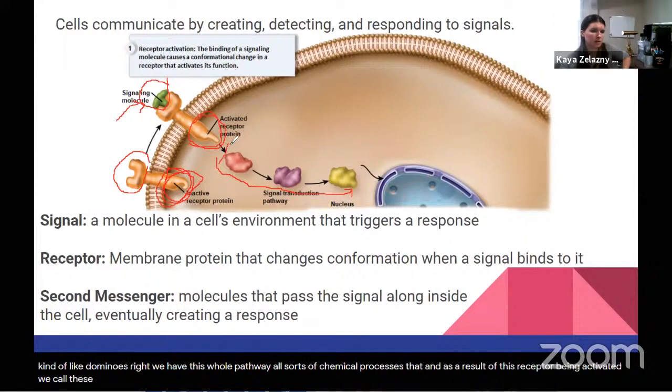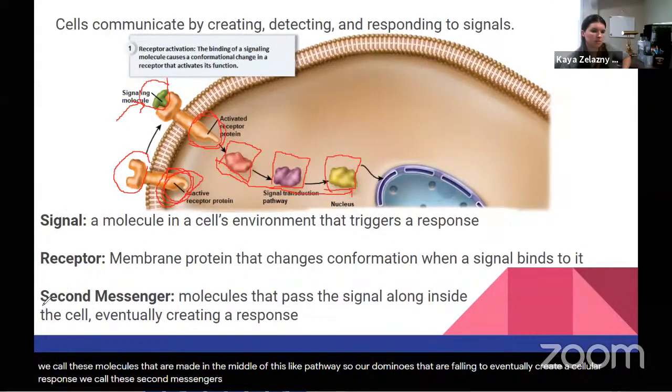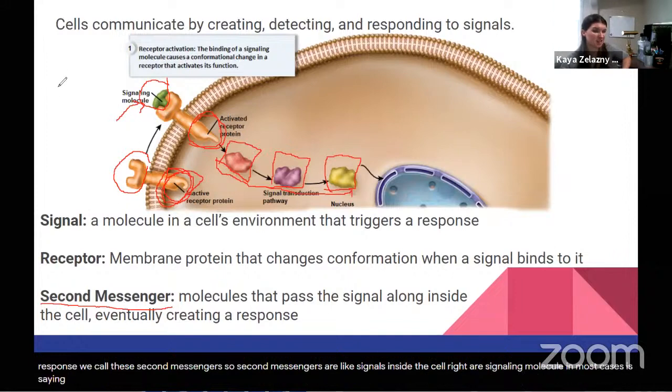We call the molecules that are made in the middle of this pathway, our dominoes that are falling to eventually create a cellular response, second messengers. So second messengers are like signals inside the cell, right? Our signaling molecule in most cases is staying outside the cell. So we have second messengers inside the cell passing along this signal.